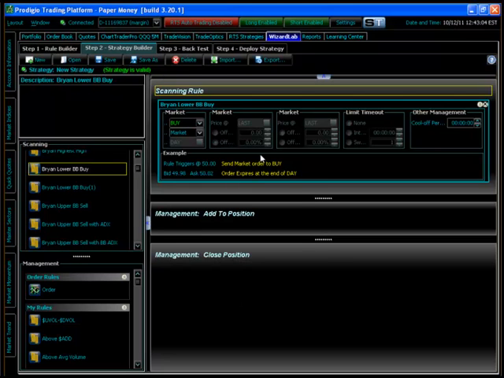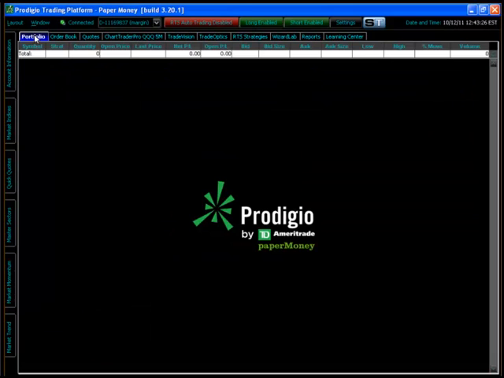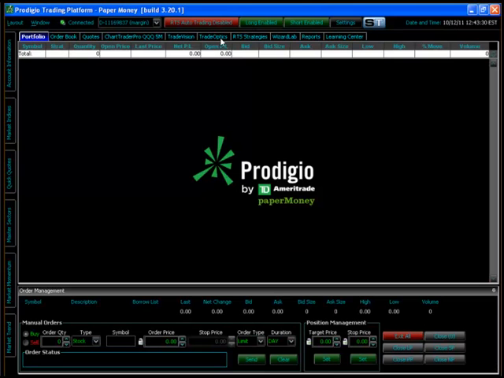So the Strategy Builder is oriented around combining rules together in a way that dictates how these signals should trade a position. Step 1 is adding in the scanning rule. The scanning rule is going to be the initial trigger that if it triggers, it's going to send an order to try to get in position. And Prodigio is built around the concept of getting in and out of position.